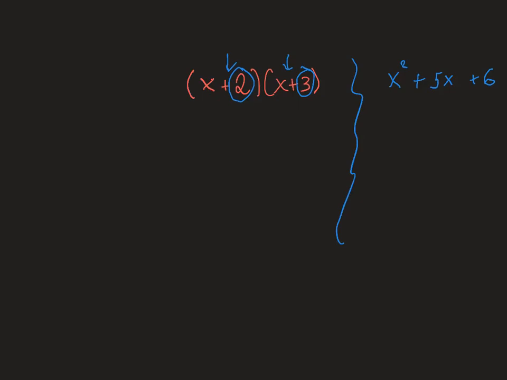Now, if that's what my final answer should be, let's see whether that works if we did binomial distribution. So let's catch our Pokemon. Yes, I can hear people groaning right now, but this is the catching the Pokemon joke. So x times x, you're going to have x squared. X times 3, you're going to have 3x. 2 times x, you're going to have 2x. And finally, 2 times 3 is going to give you 6. You want to collect your like terms.